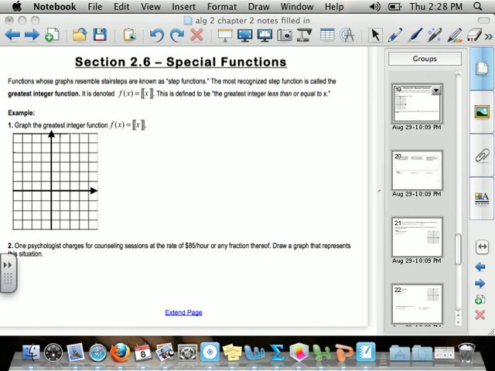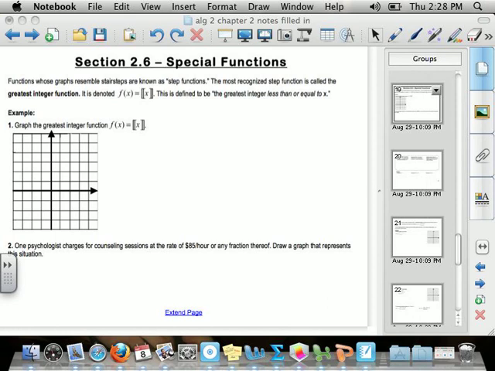All right, special functions. So the first special function we're going to talk about are piecewise functions. Functions whose graphs resemble stair steps are known as step functions. This is one of these examples of a piecewise function, which is different pieces. Have you guys seen a function that looks like stair steps? No. Most people haven't. And this is called the step function or the greatest integer function. It's represented by f of x equals the greatest integer function of x.